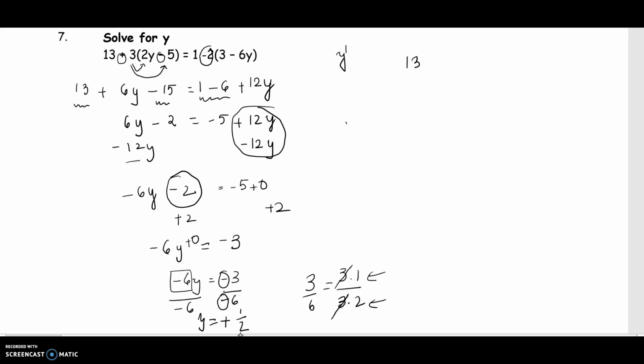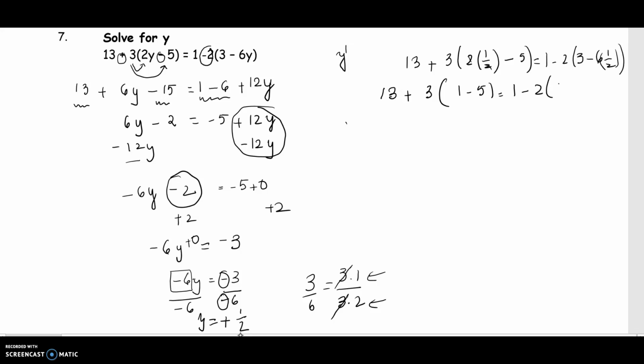So we have 13 plus 3 times, since y equals half, we plug in y equals half, and that's a minus 5 equals 1 minus 2 times 3 minus 6 times half. So we simplify this. 13 plus 3 times the 2 and the 2 get cancelled. It's 1 minus 5 equals 1 minus 2 times the 2 goes 3 times into 6.